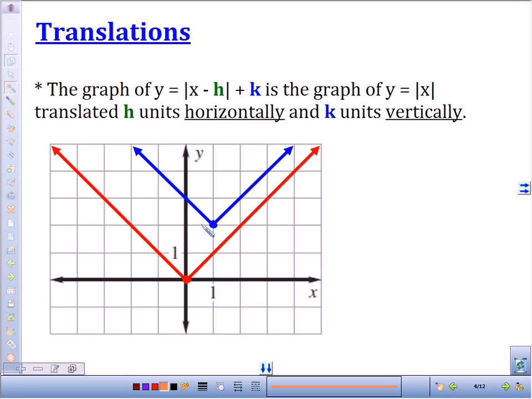Now, in our example here, if I start from my vertex, which is where I always want to start, I can see that my graph moved up 2 and to the right 1. That means that my h value is 1 because it moved to the right 1. My k value is 2 because it moved up 2. That would make this equation y equals the absolute value of x minus 1 plus 2.